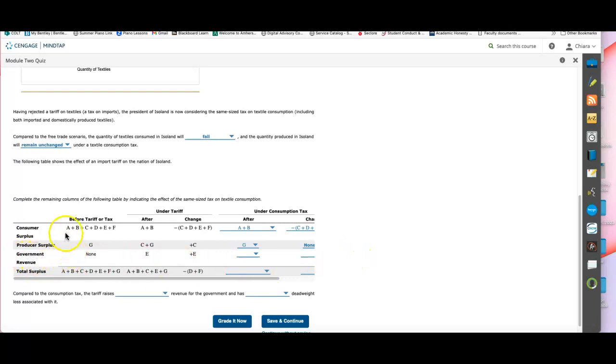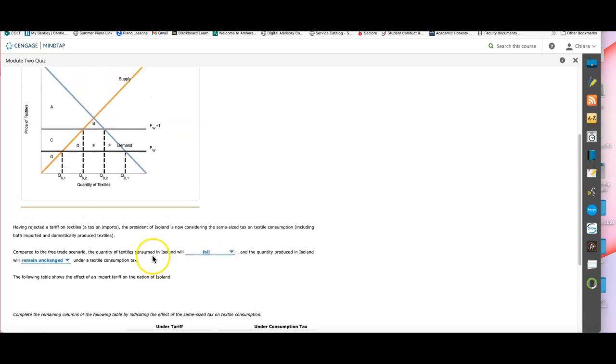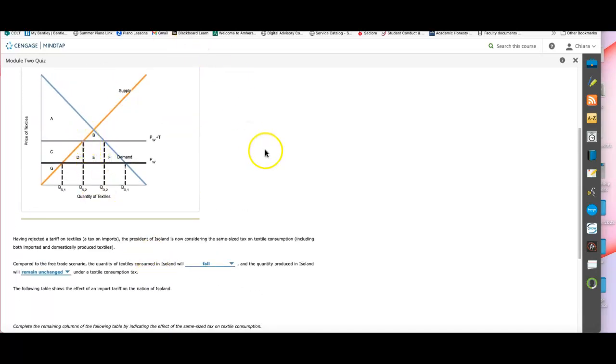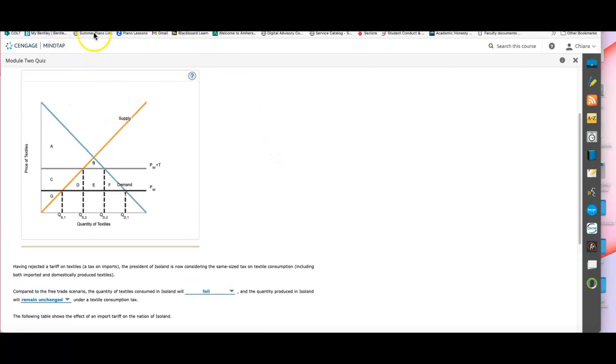For the government, before the tariff or the tax, there was no government revenue, made no difference to the government. Now with the tariff, they're going to make a revenue. They're going to have a surplus too, which is going to be this little box here. And let's highlight it with a different color altogether in pink. So the government revenue with the tariff would have been this.